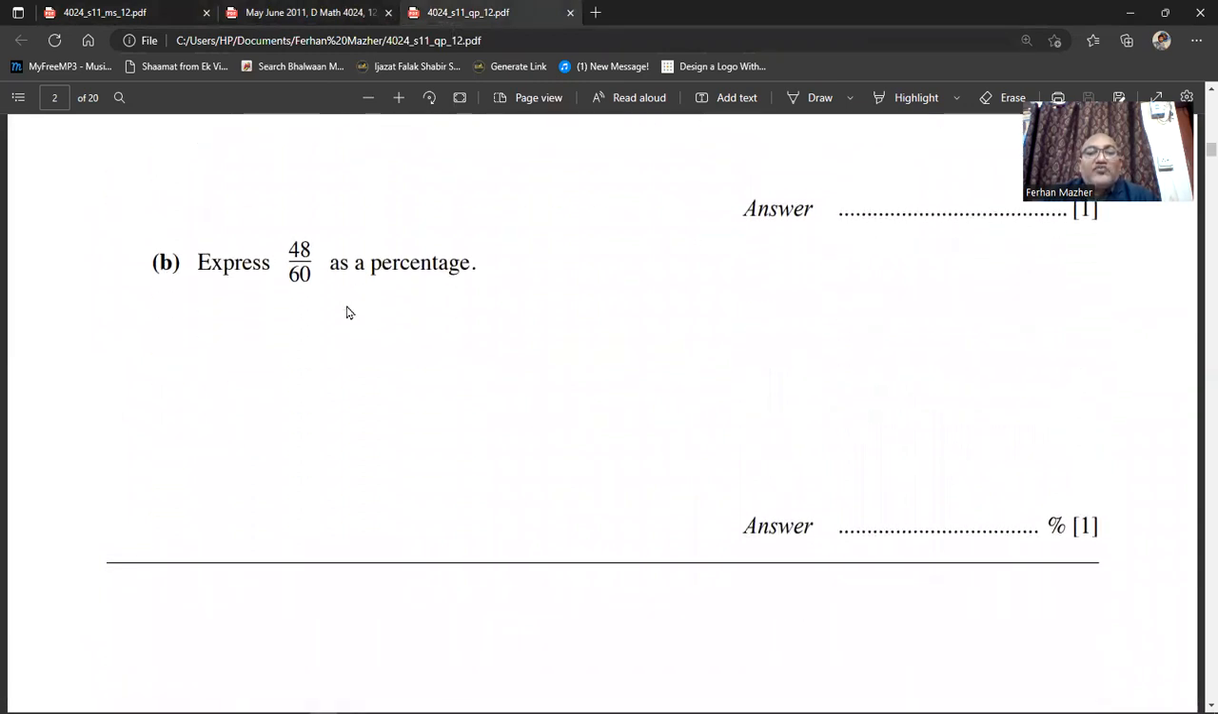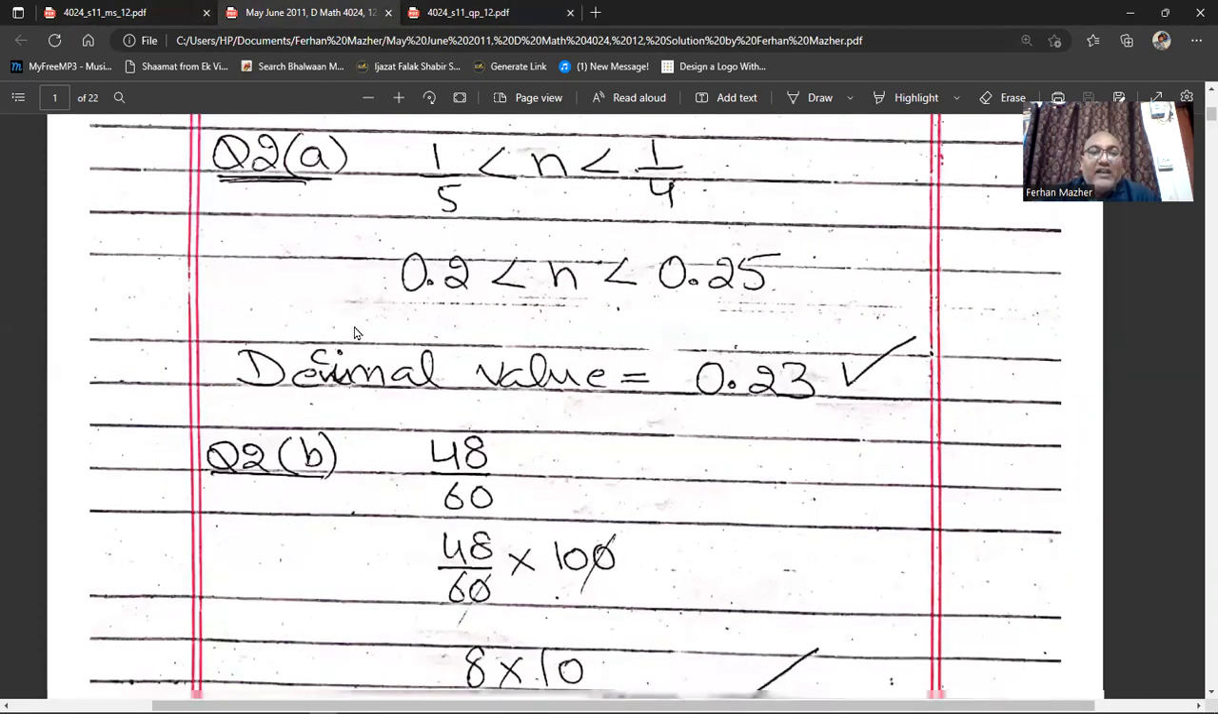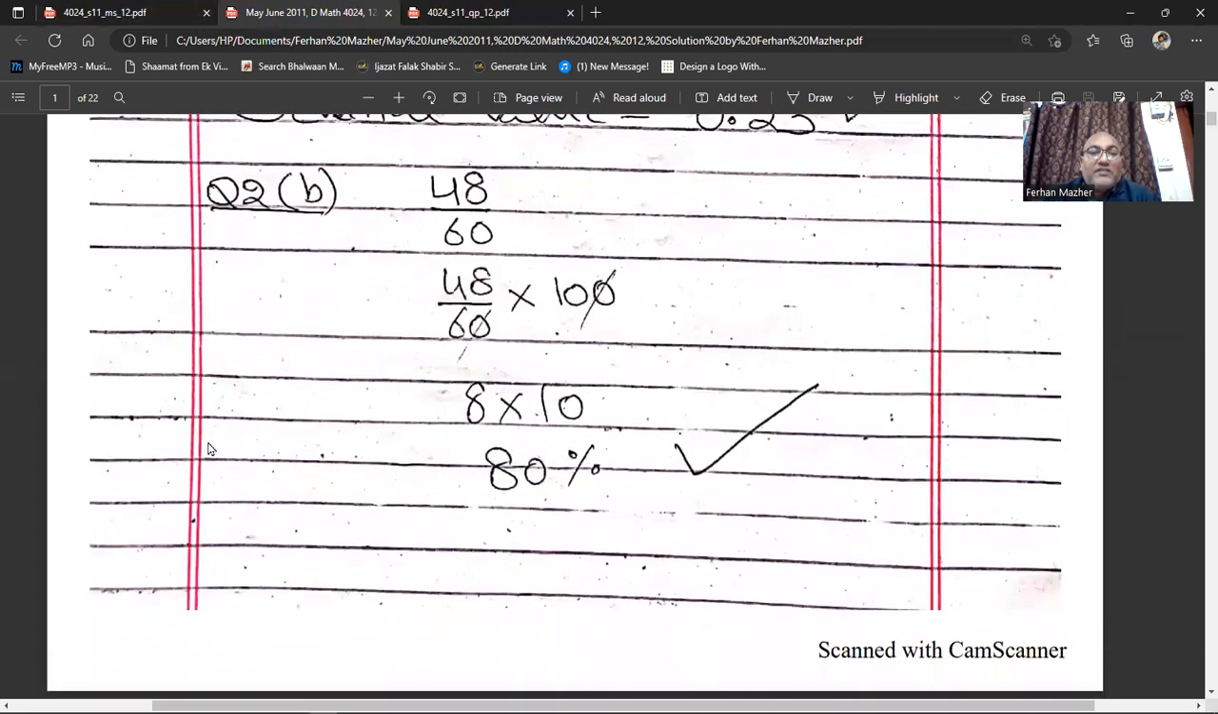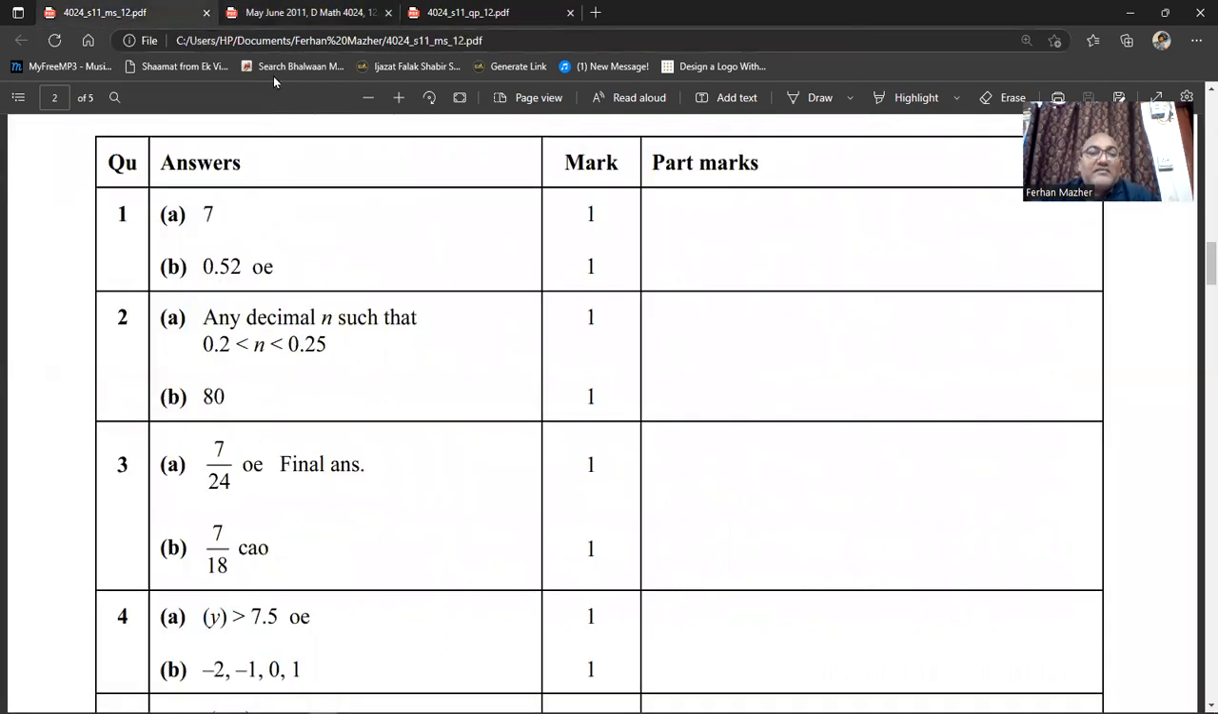Question number 2, B part. He says express 48 by 60 as a percentage. So it's a fraction and I want to convert it into a percentage. So 48 by 60, you just multiply it with 100. It will be converted into a percentage. This 0 and 0 will be cancelled. 8 times 6 is 48. So 8 multiplied by 10 is 80. So 80% is the answer. 80 is the right answer, sir.